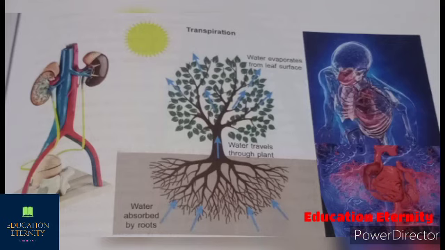What is transpiration? Transpiration is the process of loss of water from stomata in plant leaves. It also occurs in flowers, stem and roots. It is similar to evaporation. During transpiration, water vapor is released and carbon dioxide is taken in by the leaf.